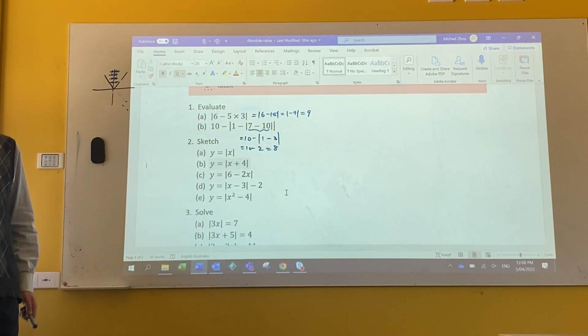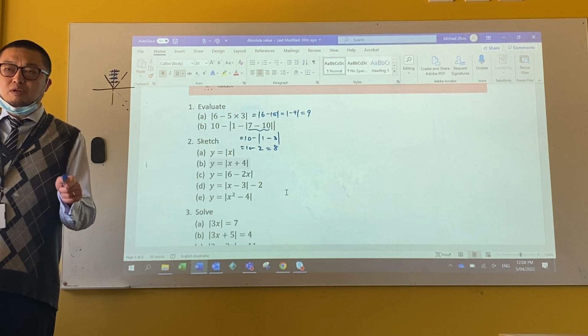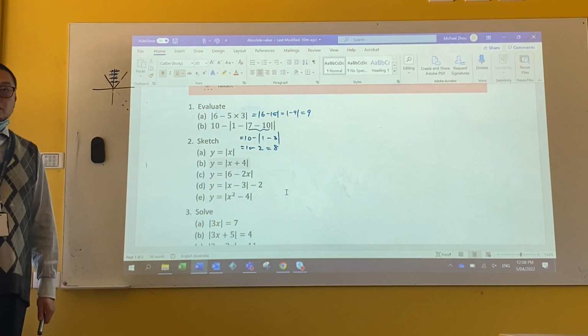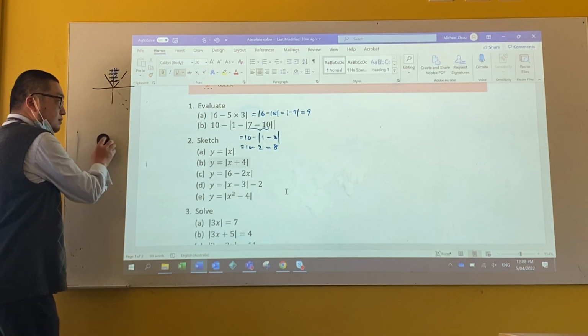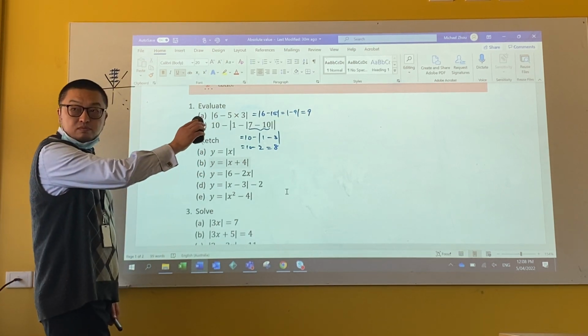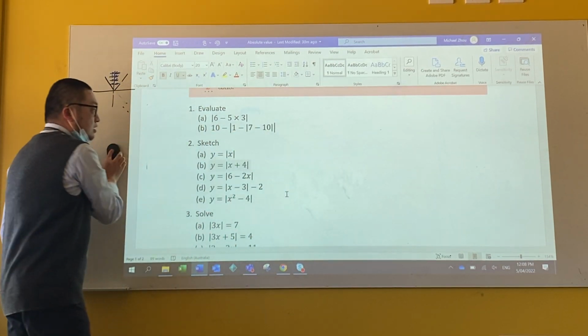For those of you who do physics, not yet, maybe next year. I use this in programming, right? Okay. So far so good? Move on.